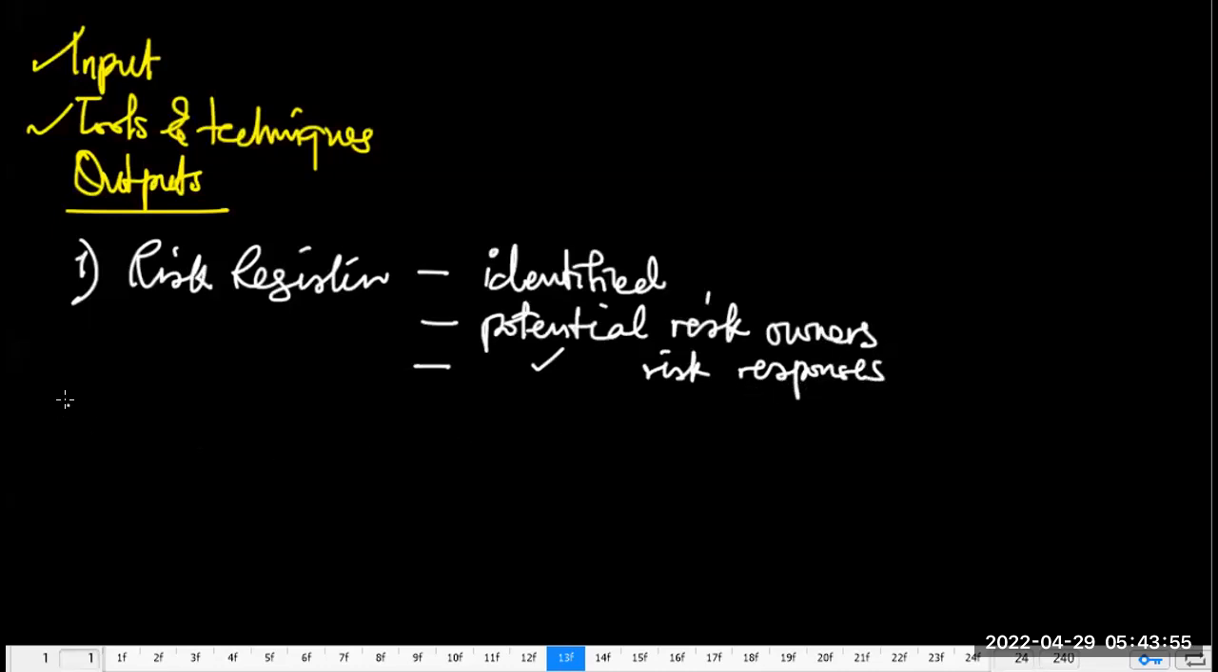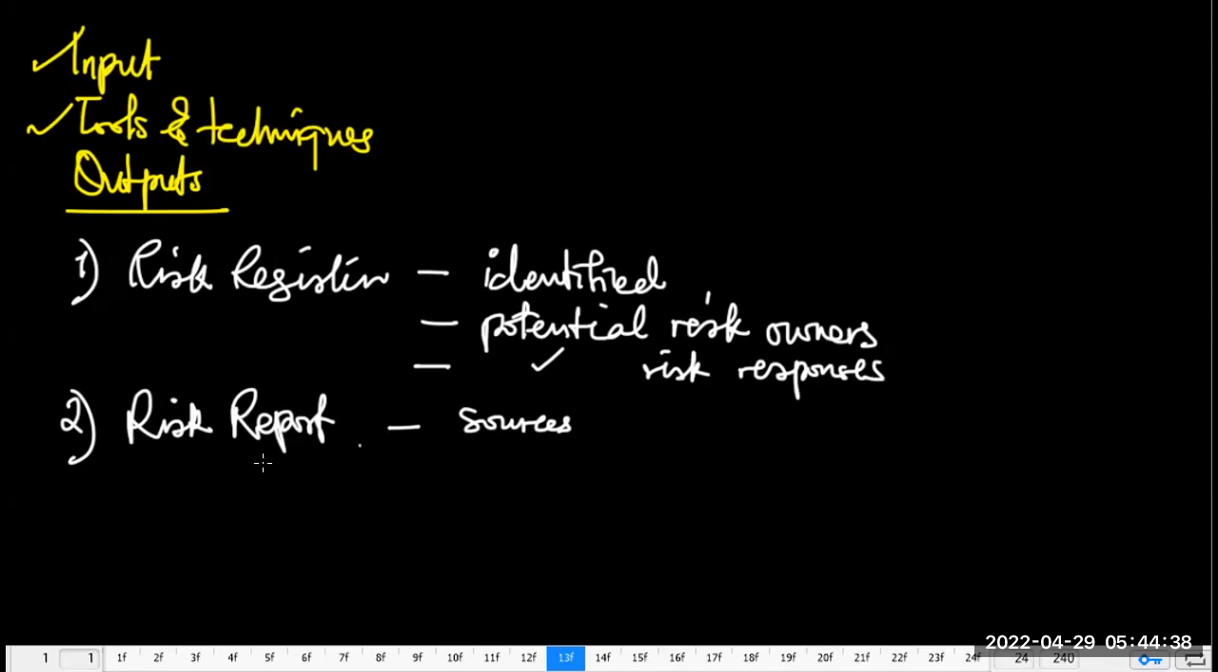Right. Then another output other than the risk register is the risk report. Not just the register, but there should be a detailed report, right, of risk. And this report should basically include the sources of overall project risk, indicating which are the most important drivers of overall project risk exposure.